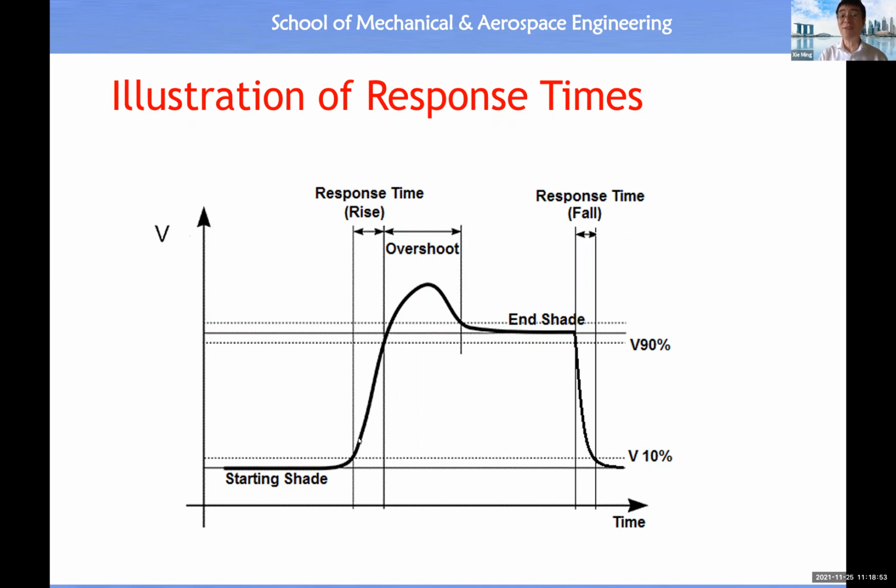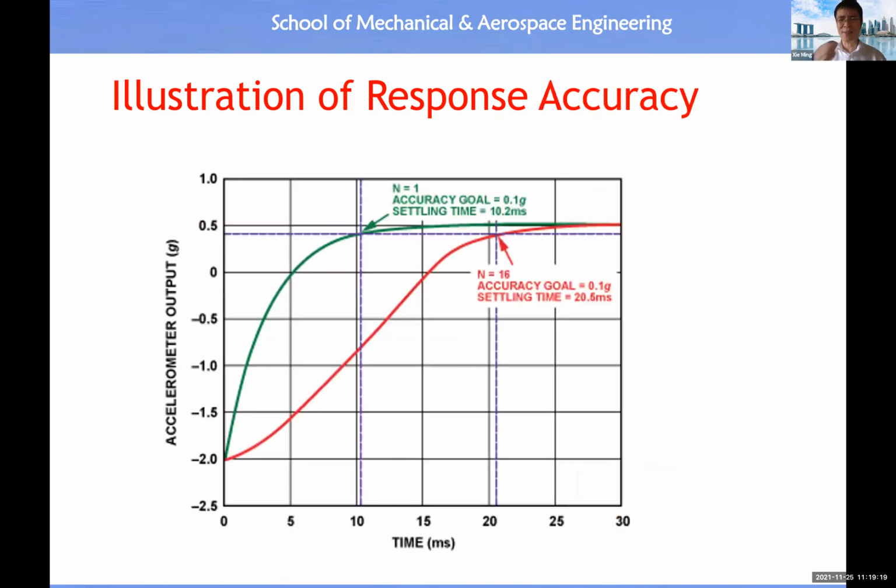So this is the time taken for the output to change from 10% of the final value to 90% of the final value. If we change the steady state again, so this is the initial steady state, then this is the new steady state, then we change the new steady state back to the initial one again, then the actual output will respond in this way. So this is the response time.